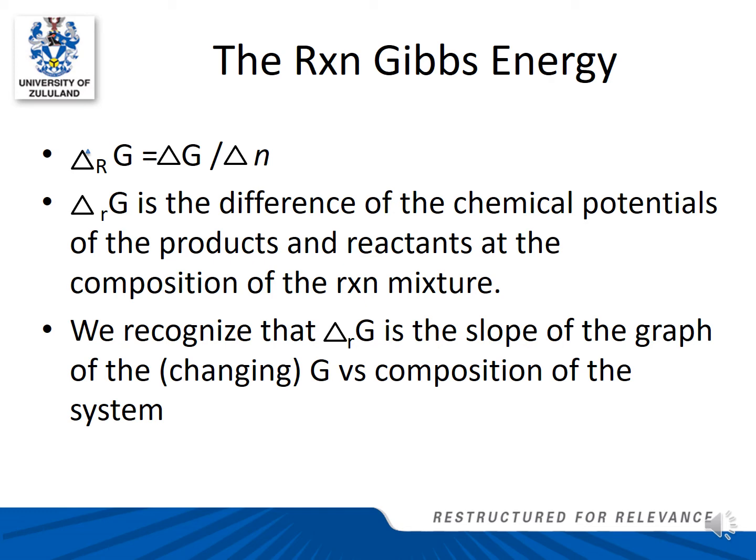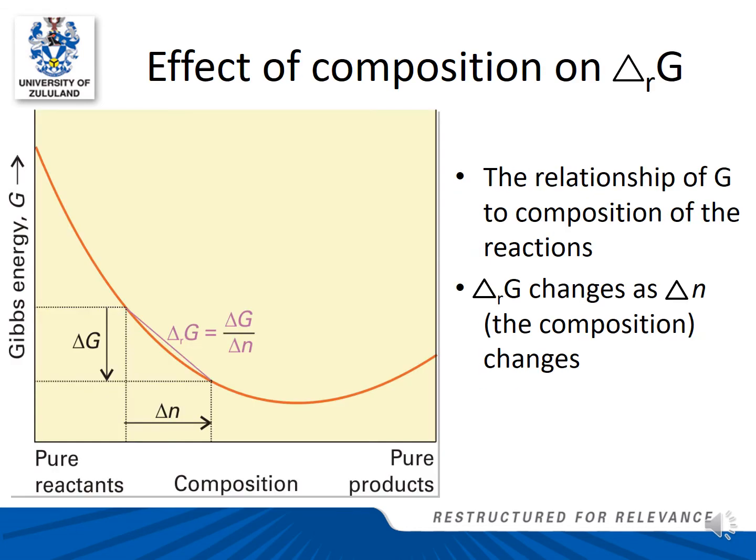But by definition, we say the reaction Gibbs energy is the difference of the chemical potentials of the products and reactants and the composition of the reaction mixture. One thing that we must also recognize is that the reaction Gibbs energy is the slope of the graph of the change in G versus the composition of the system. That is whereby we are saying the reaction Gibbs energy is equal to delta G divided by delta N.